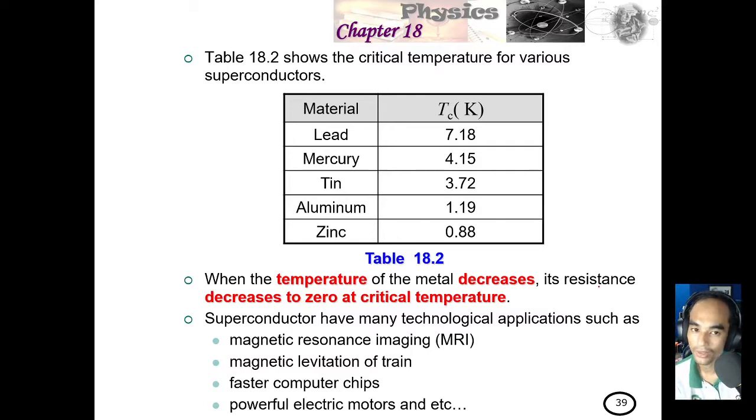Remember, if you recall before, the resistance to the electricity is what makes up the heat. So efficiency will decrease because some of the energy is converted to heat. If we have a superconductor, the energy converted to heat will decrease, so we have more efficient machines or electronics.